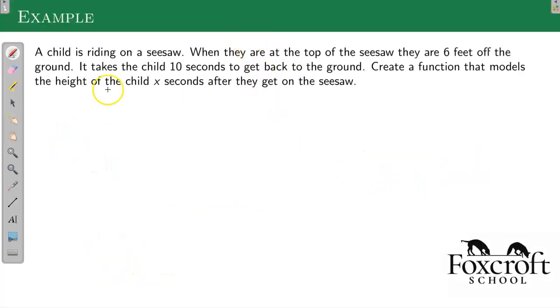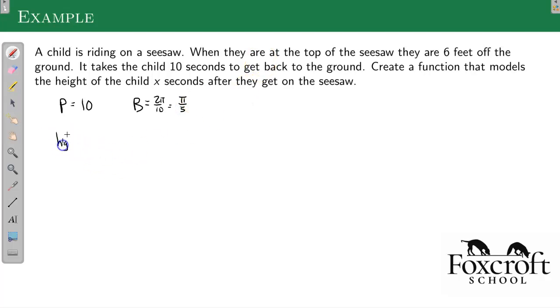All right, another example. I'm going to go quicker because the video is starting to get a little long. A child's on a seesaw. They start on the ground and go up to 6 feet. It takes them 10 seconds to get back to the ground. So period: how often is it repeating? It takes them 10 seconds. So the period is 10. The b value that's going into my equation is 2 pi over 10, which is pi over 5.